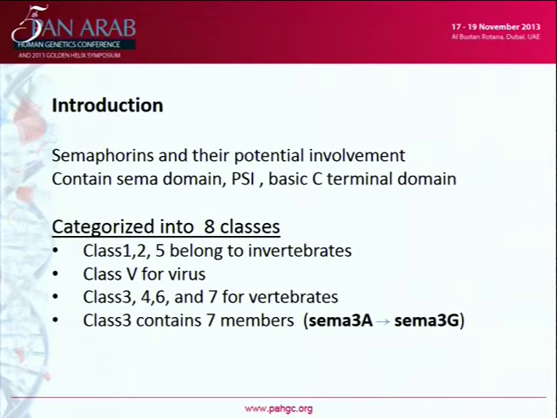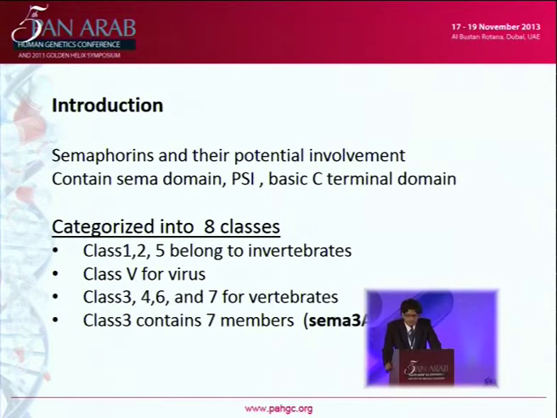On the basis of this structure and sequence similarities, the semaphorins are categorized into 8 classes. Classes 1 and 2 belong to invertebrates, while class 5 is for viruses. The rest of the classes belong to the vertebrate family. I am talking about semaphorin 3C, which belongs to class 3, and there are 9 members, of which I am discussing the semaphorin 3C molecule.